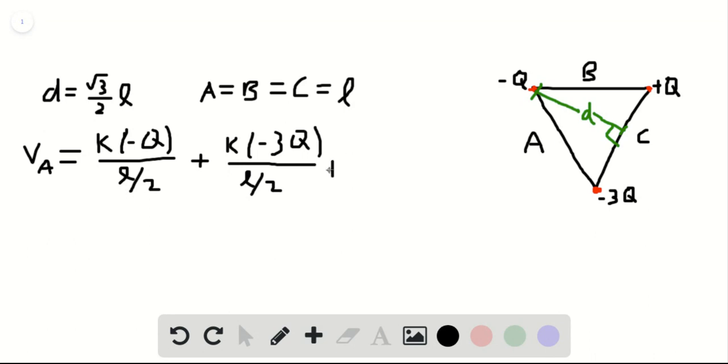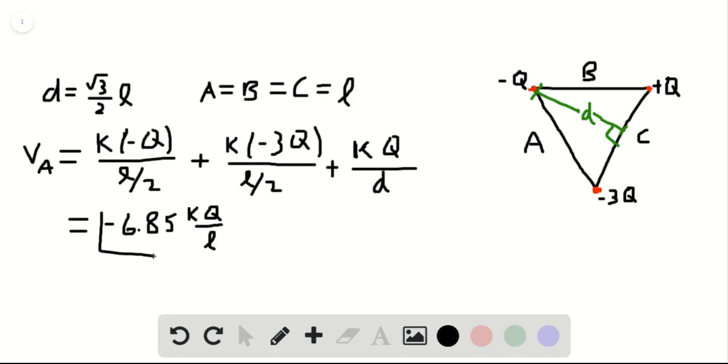Plus the last one is K times the charge here, which is just positive Q. So you can just write Q, divided by the distance from that corner to the midpoint of A, which is the distance D, which is root 3 over 2 times L. So plugging all these values in, we find that this is equal to negative 6.85 times K times Q divided by L. We can box that in as our solution for the potential at the midpoint of side A.